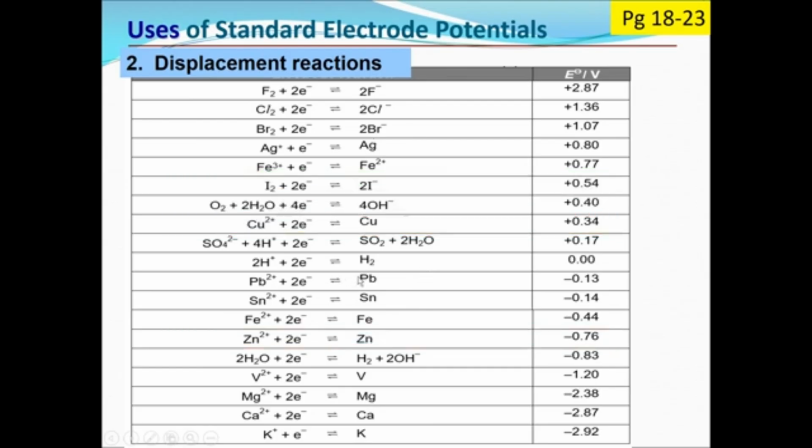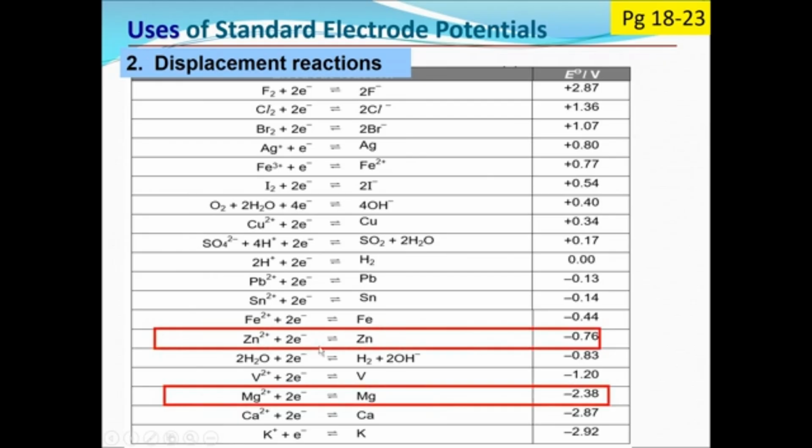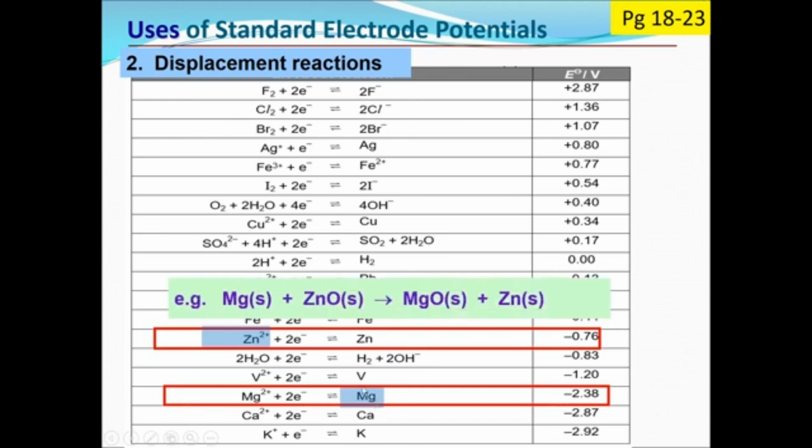So let's look at the second example, another metal, but this time we're looking at zinc oxide. Zinc oxide is represented by zinc 2 plus. Can magnesium metal react with zinc oxide in this manner, displace it, and produce a new zinc metal? Yes, indeed, more negative value, so it will displace it.